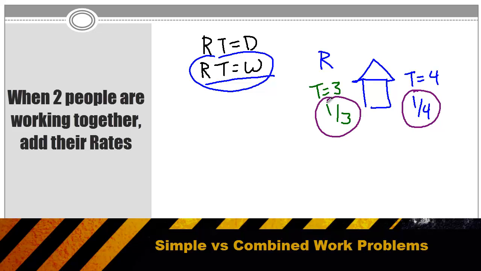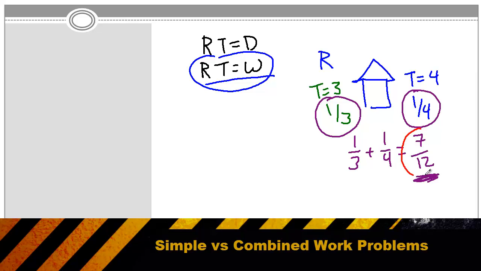So if you wanted to calculate our rate, which again is a snapshot of how much we got done in 1 hour, you would have to say we're going to add 1/3 plus 1/4, which would give you 7/12. So every hour that my buddy and I work together, we get 7/12 of the job done.